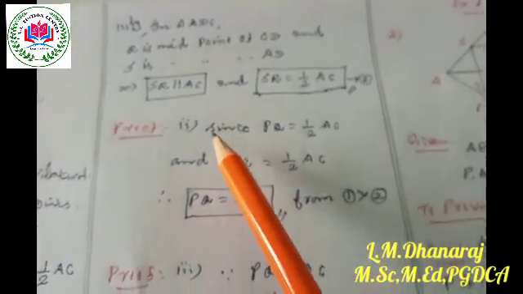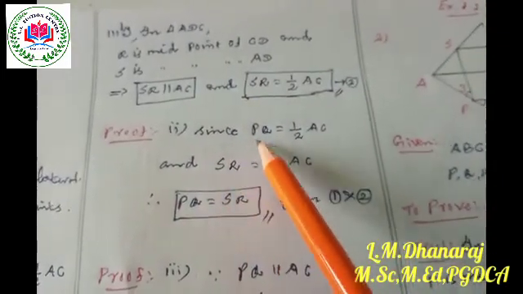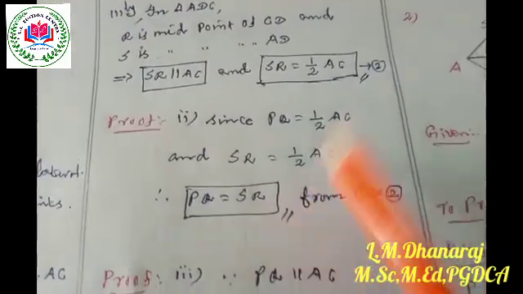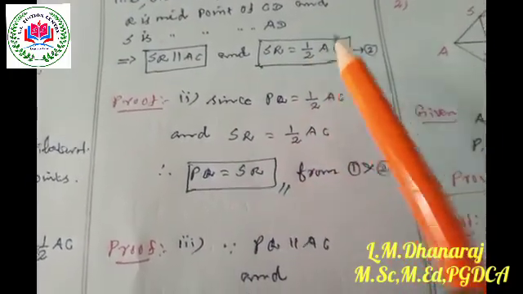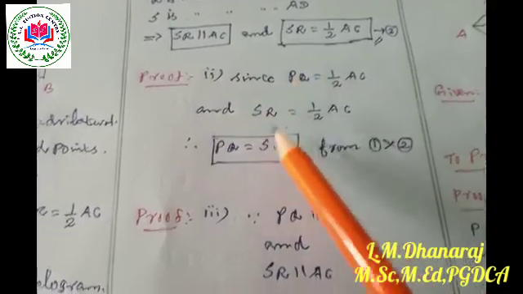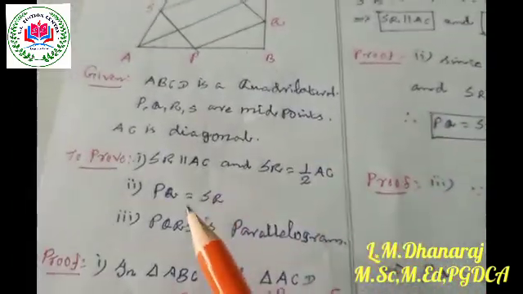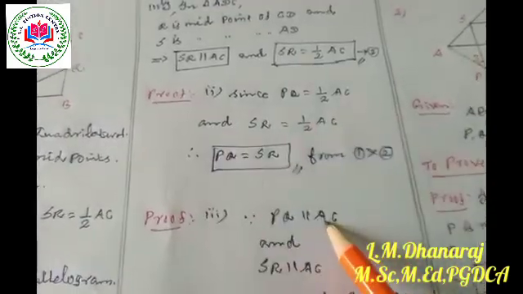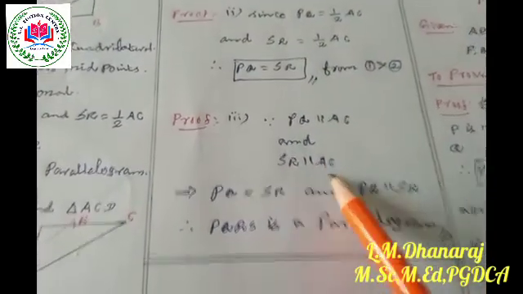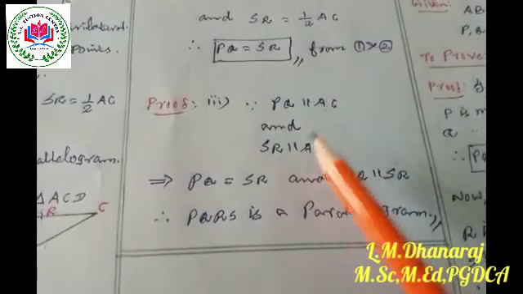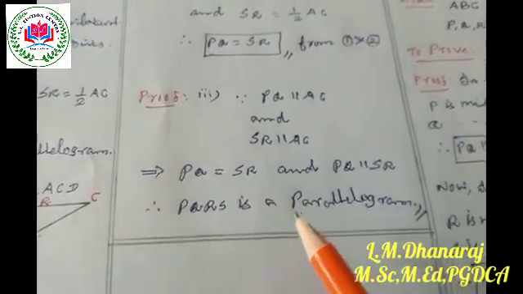Now for the second subdivision, since we have already proved PQ is equal to half of AC, that is equation number 1, and SR is equal to half of AC, that is equation number 2, these two right hand sides are equal, therefore PQ is equal to SR. This proves the second subdivision. For the third subdivision, PQ is parallel to AC from equation number 1 and SR is parallel to AC from equation number 2. Since these two are parallel, therefore PQ is equal to SR and PQ is parallel to SR. Therefore PQRS is a parallelogram.